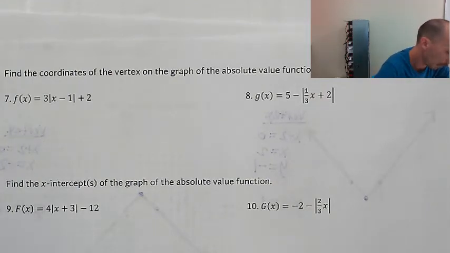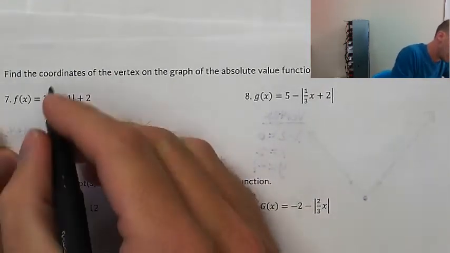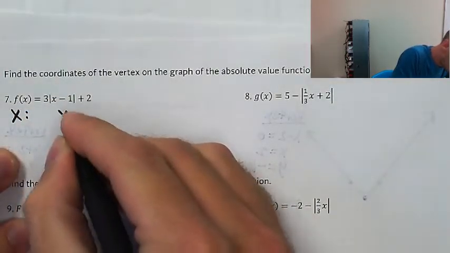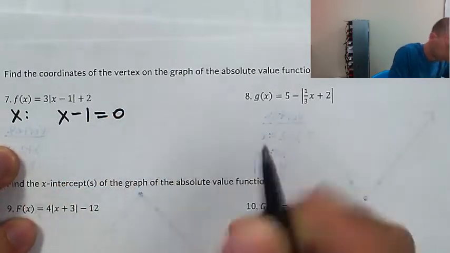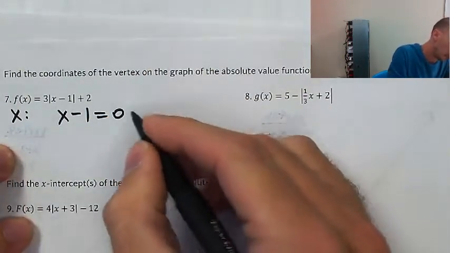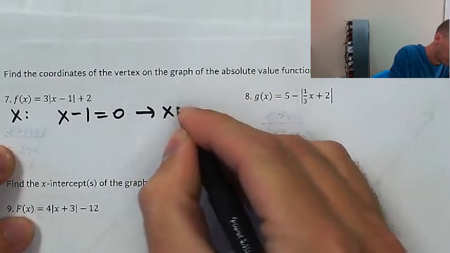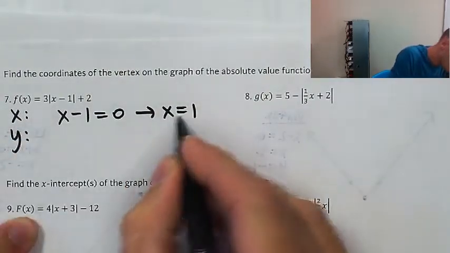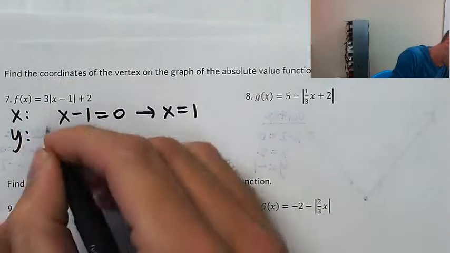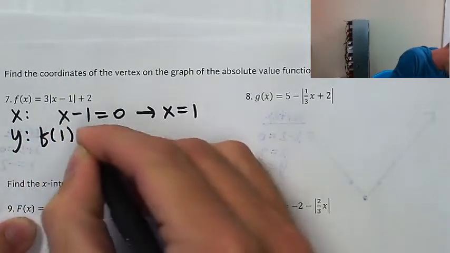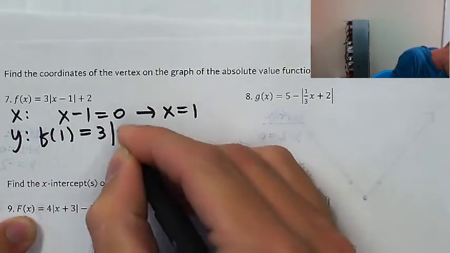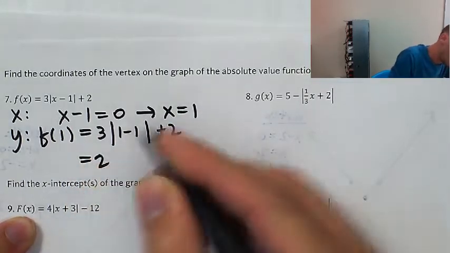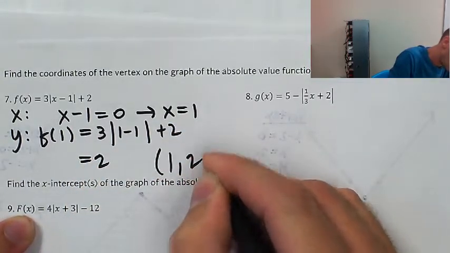So the coordinates of the vertex on the graph of the absolute value function. Well, the x coordinate I'm going to get from grabbing the inside and setting it equal to 0. Okay, x minus 1 equals 0. That's telling me x needs to equal positive 1. If I want to find the y coordinate, I plug that x value into the function. So that's f of 1 equals 3 times the absolute value of 1 minus 1, plus 2. And that's just going to be 2. So my coordinates are 1 and 2.